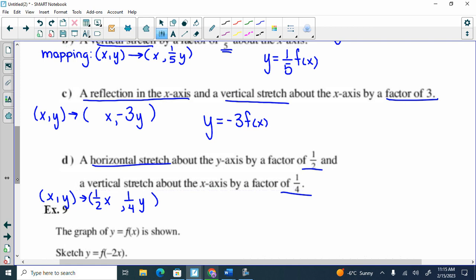Now D. We have a horizontal stretch by a half. I'm going from words and mapping to equation. So instead of it being 1/2 x, what's it going to be? 2x. And then I have a vertical stretch by a quarter. Verticals never change. Verticals never change.